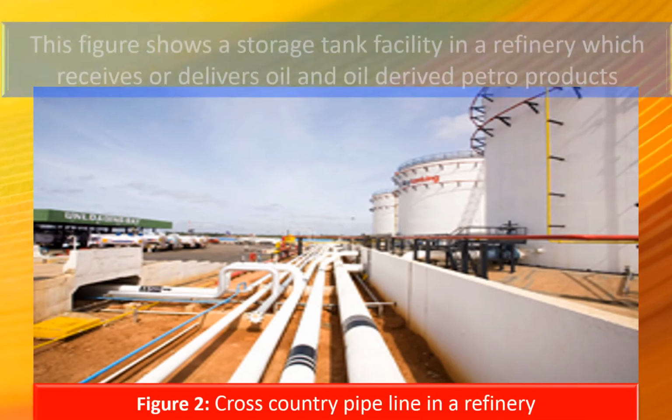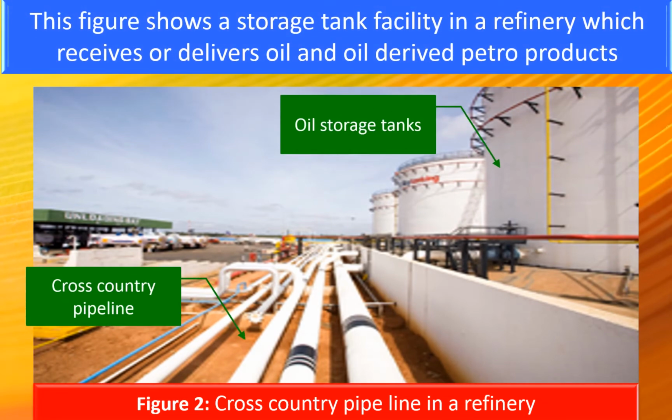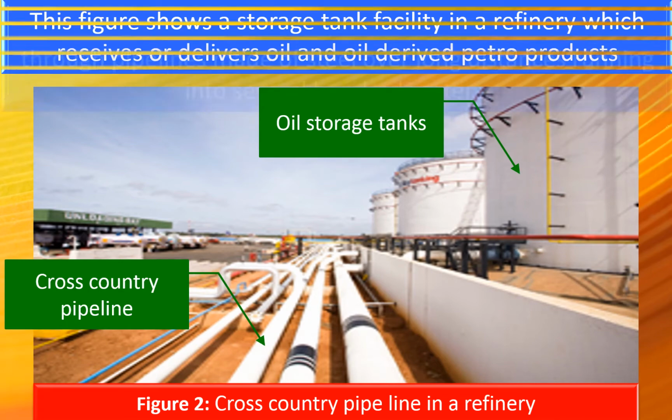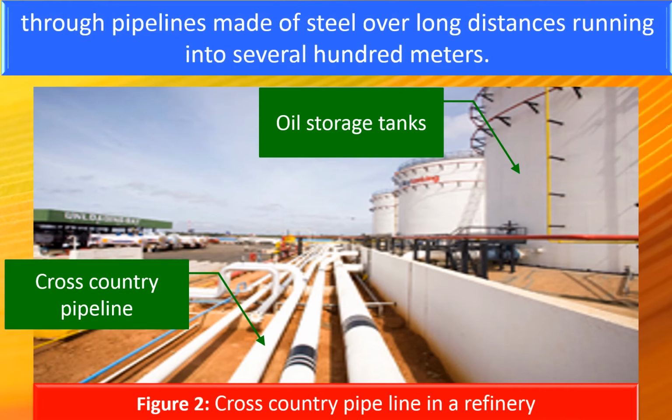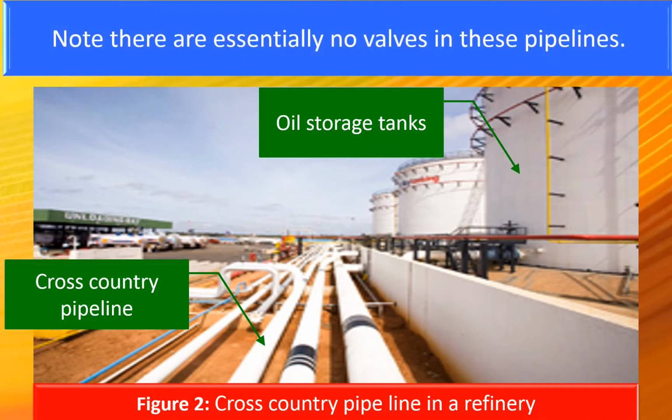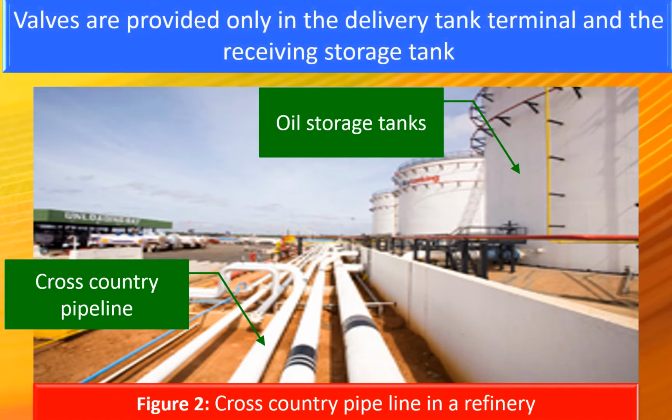This figure shows a storage tank facility in a refinery which receives or delivers oil and oil-related petroproducts through pipelines made of steel over long distances running into several hundred meters. These are cross-country pipelines with several individual pipes connected by flanges or welding. Note, there are essentially no valves in these pipelines. Valves are provided only in the delivery tank terminal and the receiving storage tank.